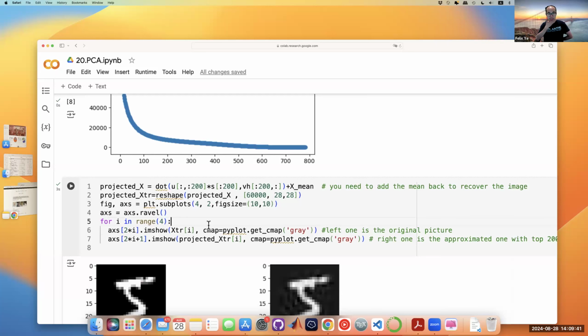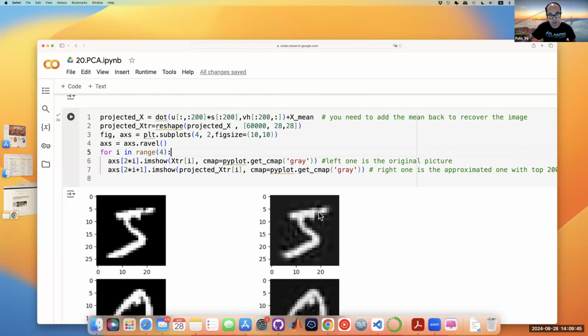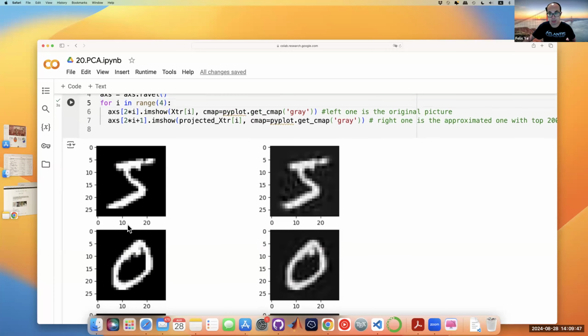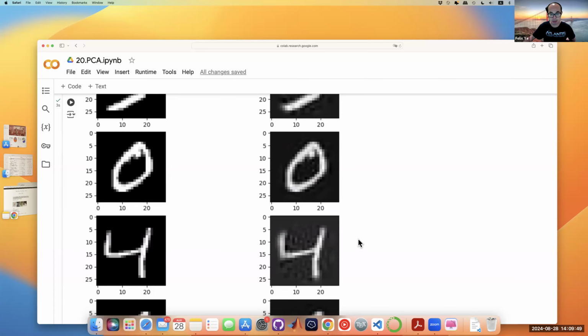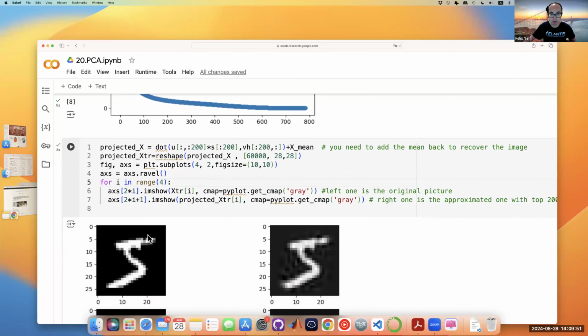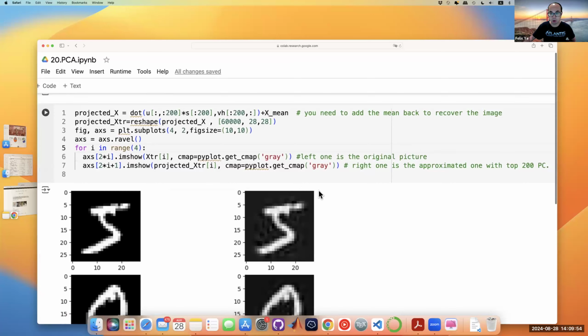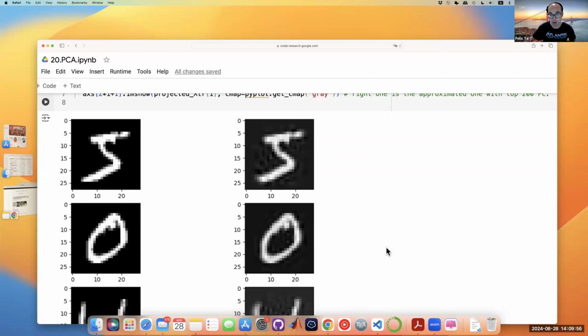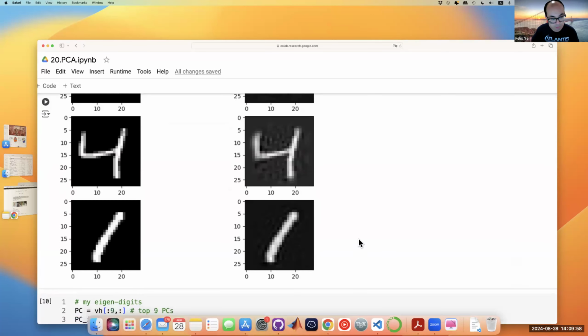So you can do exactly the same thing. You can see the effect of the projections. It has the same quality. The left one is the original one. The right one is the approximation with the top 200 principal components.